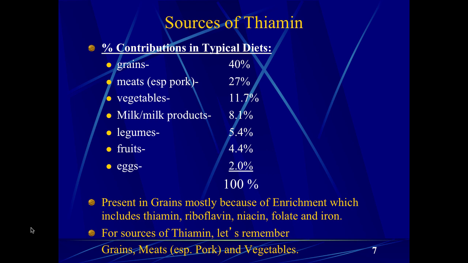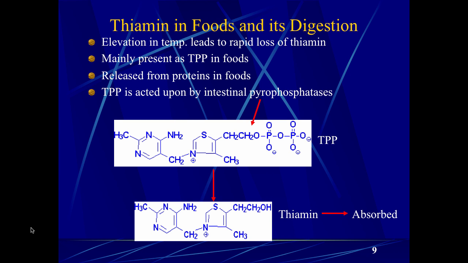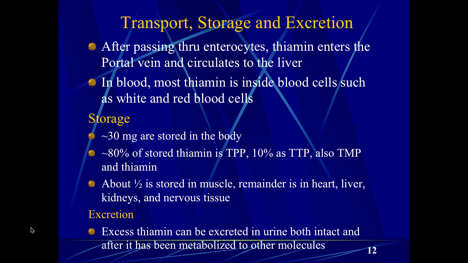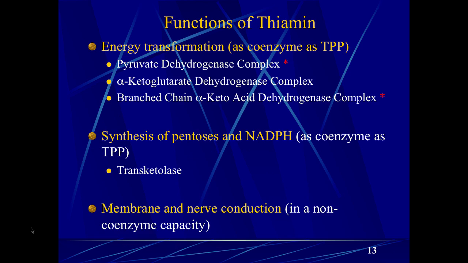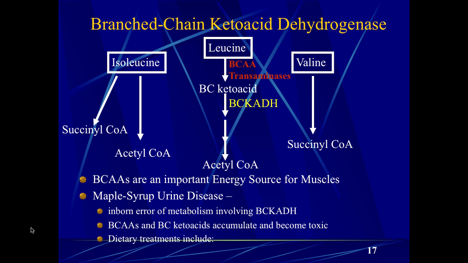We talked about the sources, relative amounts in different foods. The RDA is the DRI. We went through the reaction, and again, I won't make you draw the structures for this, but you need to explain this process, the bridge reaction process, and how thiamine is involved. We talked about maple syrup urine disease.